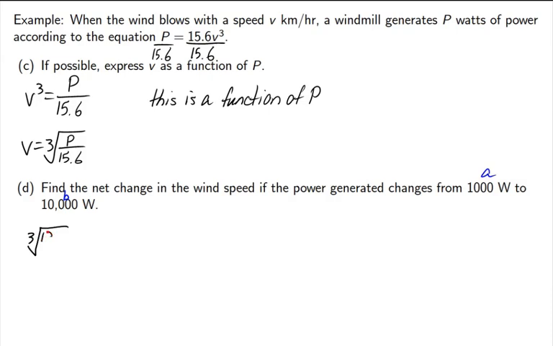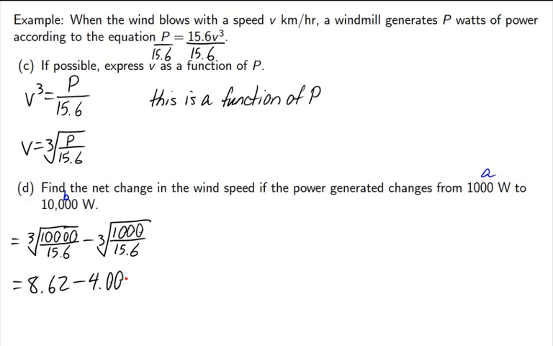We've got the cube root of 10,000 divided by 15.6 minus the cube root of 1,000 divided by 15.6. I get 8.62 for my first value, and then for my second value, I get 4.00, and that is rounding to 2 decimal places. So my final answer is going to be 4.62, and this is in kilometers per hour.